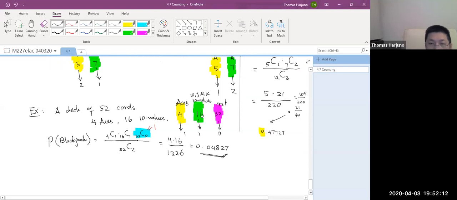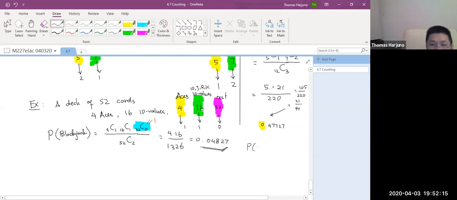Just to remind you, at that time, to compute the probability of getting a blackjack, we did this: equals the probability to get an ace first and then a face value, plus the probability to get the face value first and then an ace. That was 4 over 52 times 16 over 51 plus 16 over 52 times 4 over 51. That's how we did it at that time.